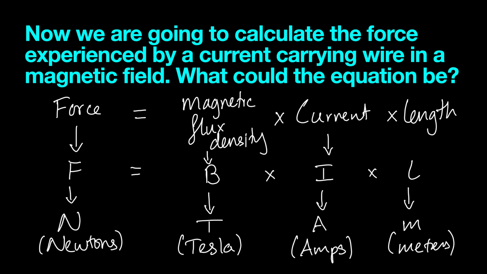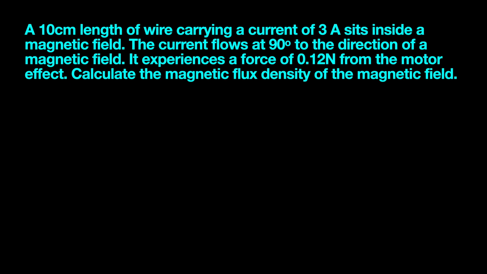Now let's try some questions. So, let's try it together. In this case, a 10 centimeter length of wire, that's our length, carries a current of 3 amps, that's our current, sits inside a magnetic field. The current flows at 90 degrees to the direction of the magnetic field. Because it flows perpendicular or at right angles to the direction of the magnetic field, we know that it follows Fleming's left-hand rule.